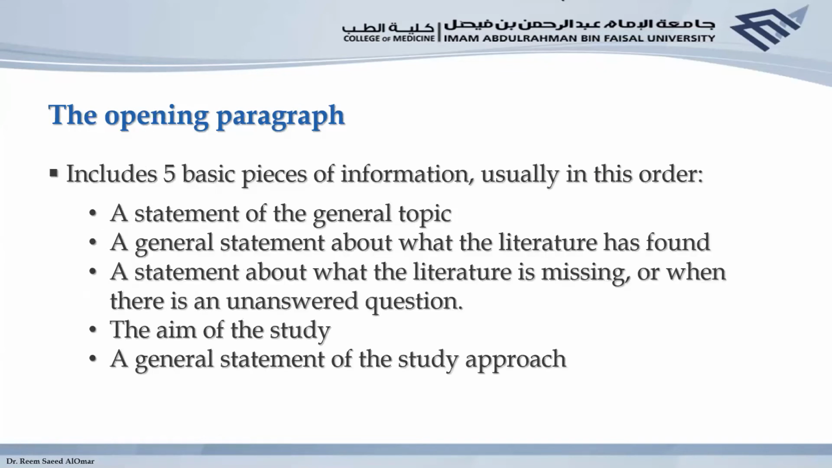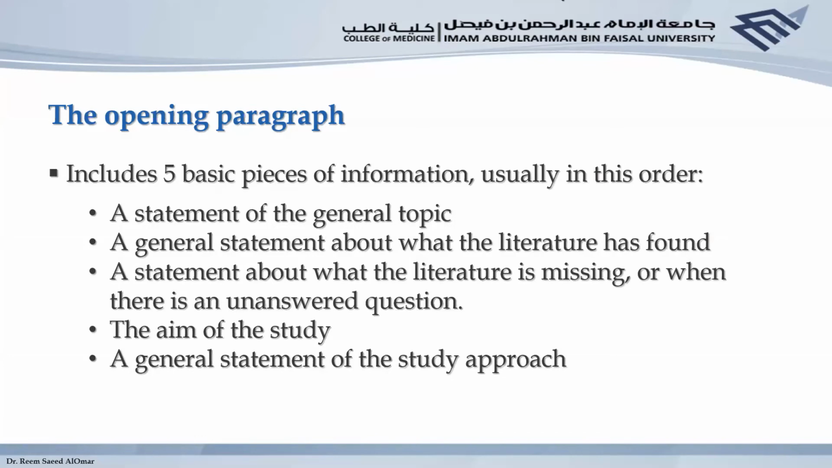So the opening paragraph includes 5 basic pieces of information, and it's usually in this order. So first of all, a statement of the general topic. You will have a basic and very general statement about the topic. Then a general statement about what the literature has found. We notice that the first statement is just a general statement about the topic. The second statement is also general, but it is getting a little bit more specific towards the topic and what the literature has found surrounding that topic.